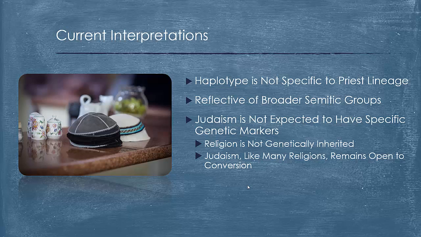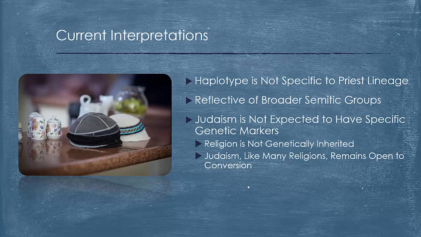So there are several interpretations over the Cohen modal type. The haplotype is not specific to the priest lineage in Judaism, and it is reflective of a broader Semitic, so people associated with the Hebrew and Arabic language groups. To some degree, it reflects population movements of these groups throughout the region, the exception being the Welsh, which is still a large unknown. Now, Judaism is not expected to have specific genetic markers, as religion is not genetically inherited, and Judaism, like many religions, remains open to conversion, which would naturally increase the genetic variation of the Jewish cultural group.